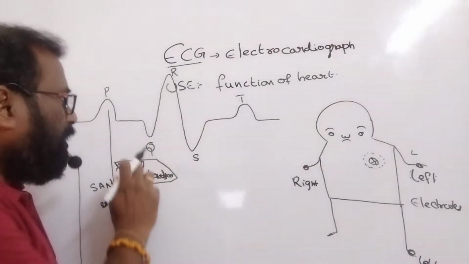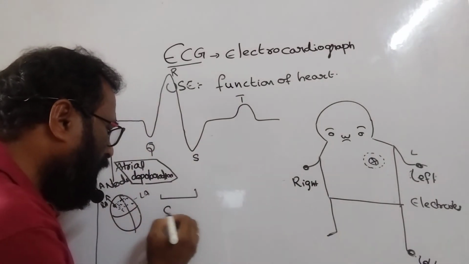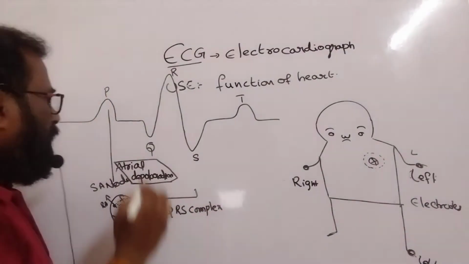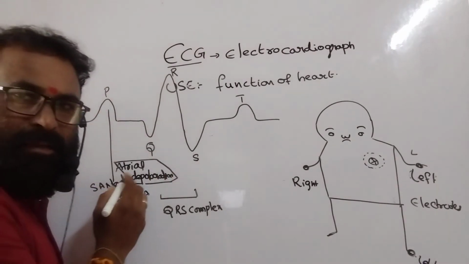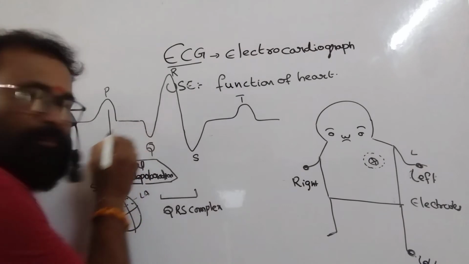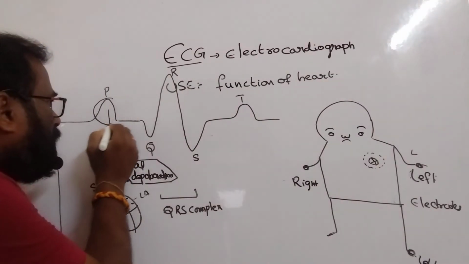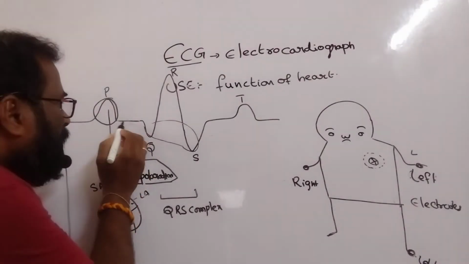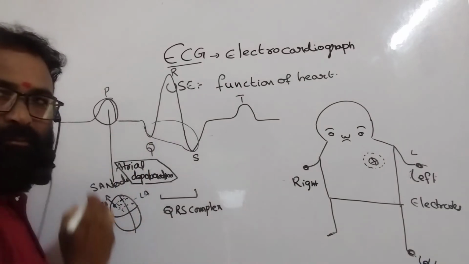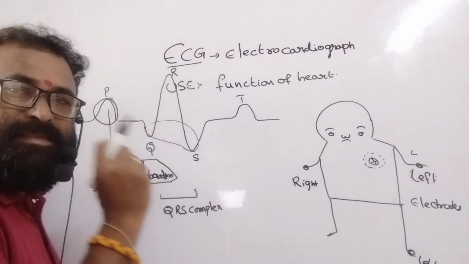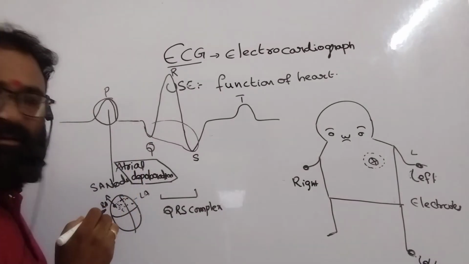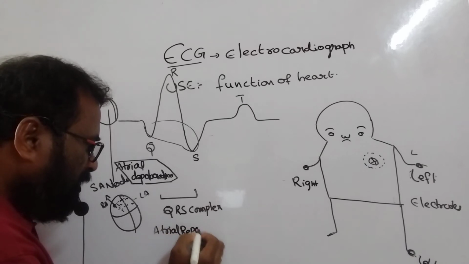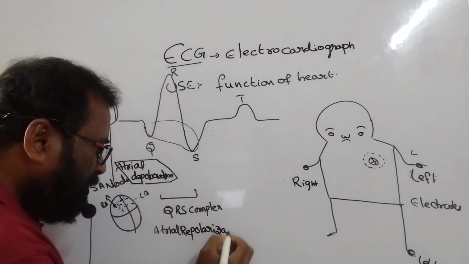Then comes the QRS complex. This is the entire QRS complex. In between the P wave and the QRS complex, some sort of small line is seen. It is a small, clinically insignificant line. That stands for atrial repolarization.